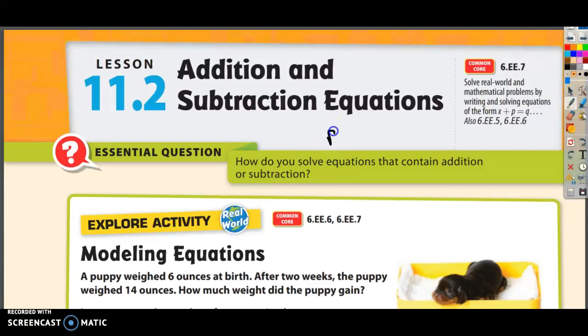This is page 303. We are on lesson 11.2, addition and subtraction equations. Essential question: how do you solve equations that contain addition or subtraction? Start with an explore activity, modeling equations.